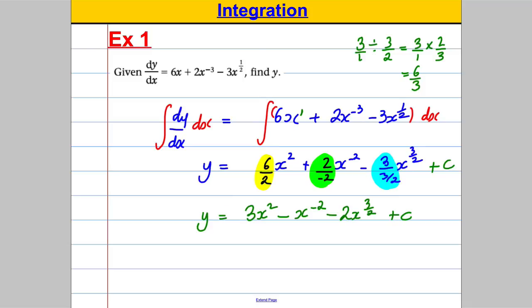You can always check your answer by differentiating. If I differentiated this, I'd get dy by dx. If I differentiated this, bring down the 2, reduce the power by 1, I'd get 6x to the 1. If I differentiated this, bring down the minus 2, minus 2 would be plus 2, I've got plus 2, reduce the power by 1, I'd get x to the negative 3, and here if I brought down the 3 over 2, negative 2 times 3 over 2 is negative 3, hence that, reduce the power by 1, I'd get x to the half. If I differentiate a constant, I don't get anything. So that definitely is my correct answer. Okay, next one.